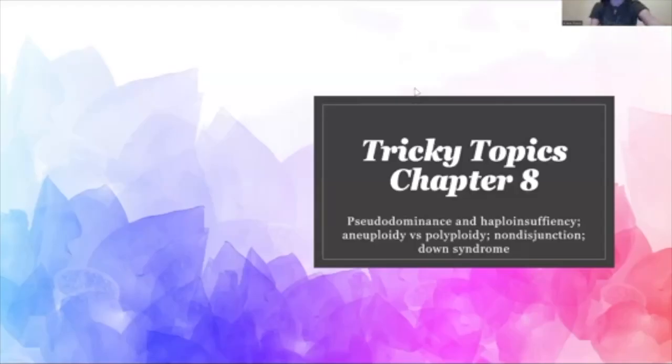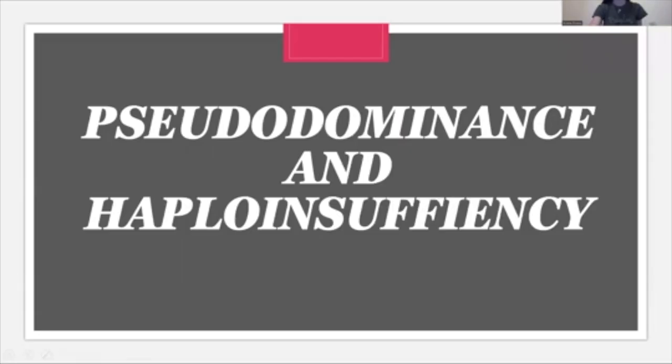Hey guys, so we're going to go ahead and start our tricky topics for chapter 8. The topics we're going to be covering are pseudodominance and haploinsufficiency, which will be this video, and there will be other videos over aneuploidy versus polyploidy, non-disjunction, and Down syndrome. So let's go ahead and start with pseudodominance and haploinsufficiency.